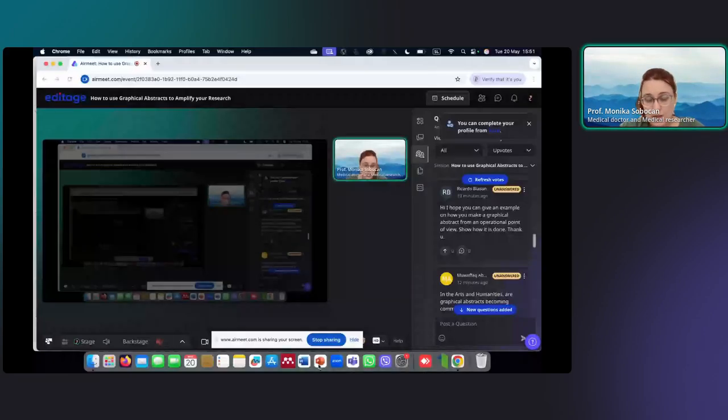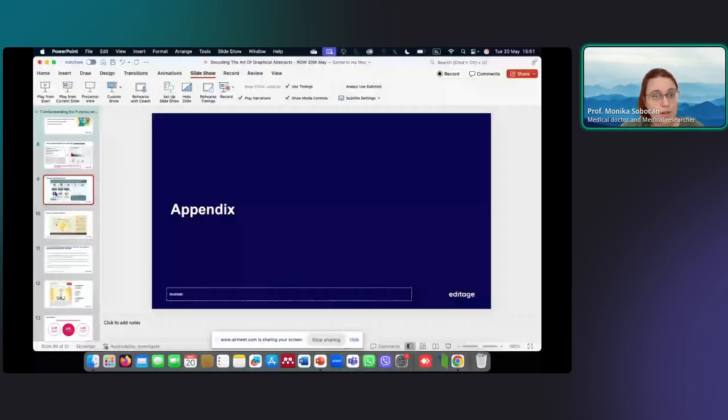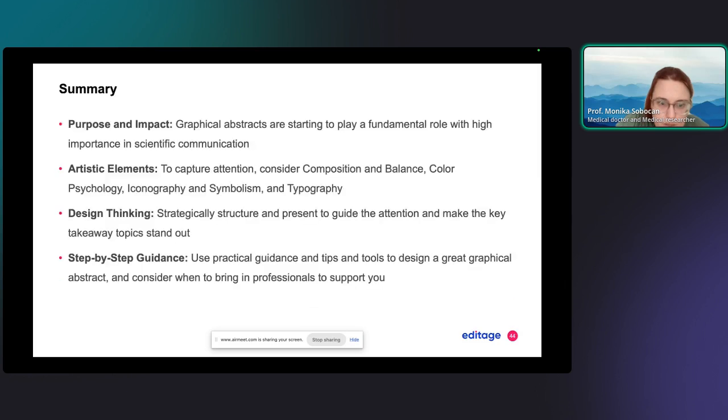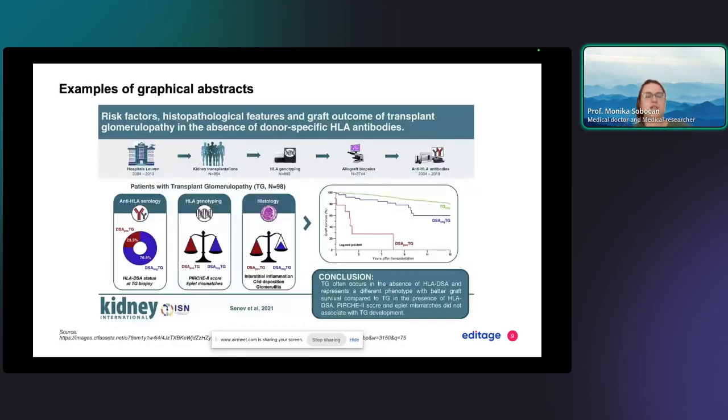Let's see from this specific angle. I'll just ensure that we get the appropriate slide in the very beginning. Okay, I think this is a very good example of a graphical abstract. Once we've talked about all of the components, this is a good way to look at it.